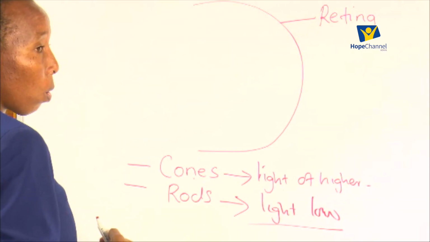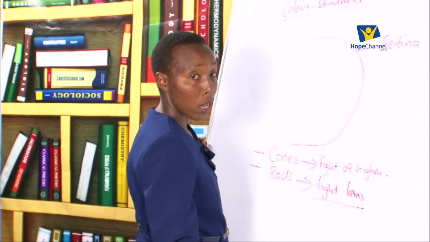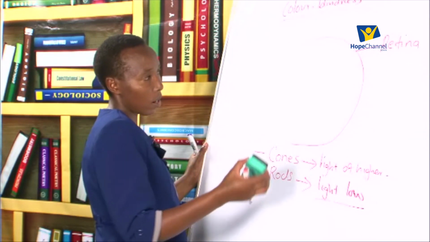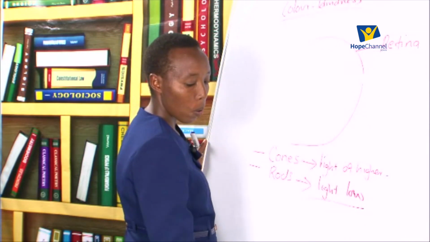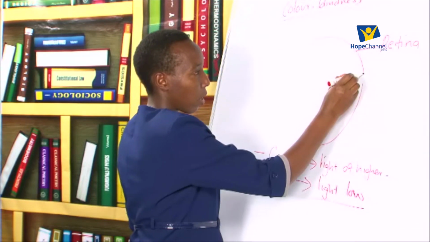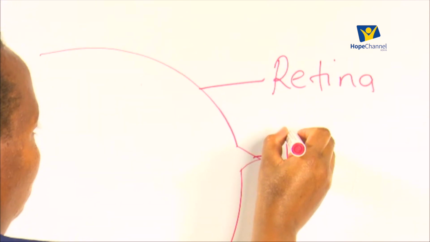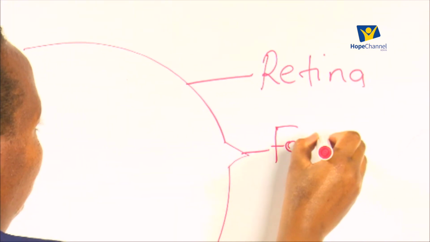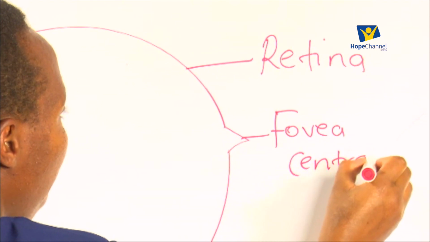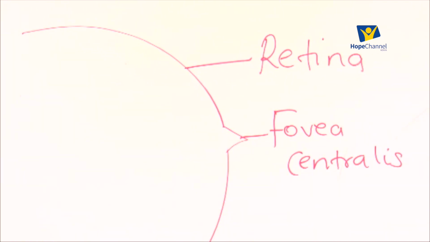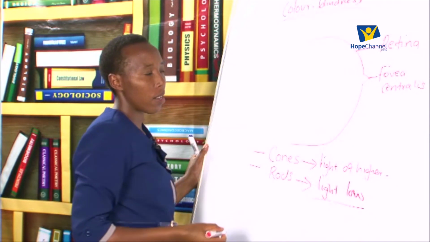But you realize that anytime an image is formed on the retina, it is formed at a specific part that we call the fovea. So this part here, we call it the fovea centralis. Any image, we expect it to be formed at the fovea centralis.